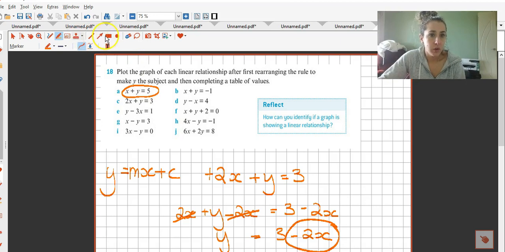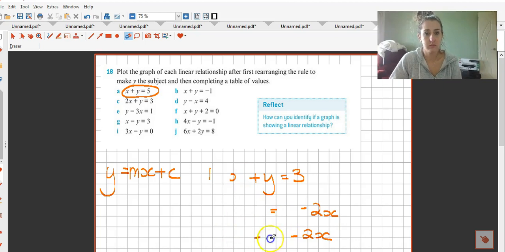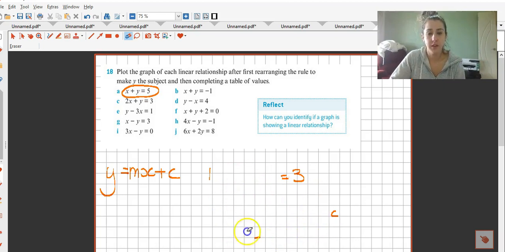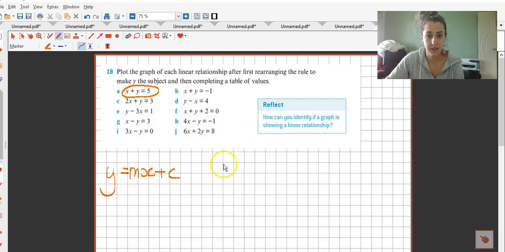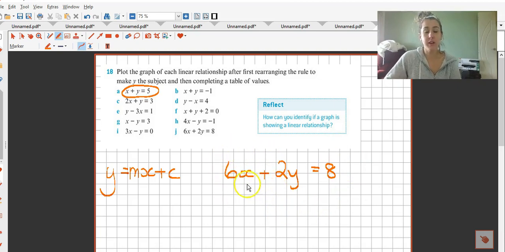Let's have a look at J this time. Again, going up to the next level. So J is 6x plus 2y is equal to 8. Again, we've got x and y on the left-hand side of the equation, and our 8 is on the right-hand side. So my first move is I'm going to get this 6x off this side.